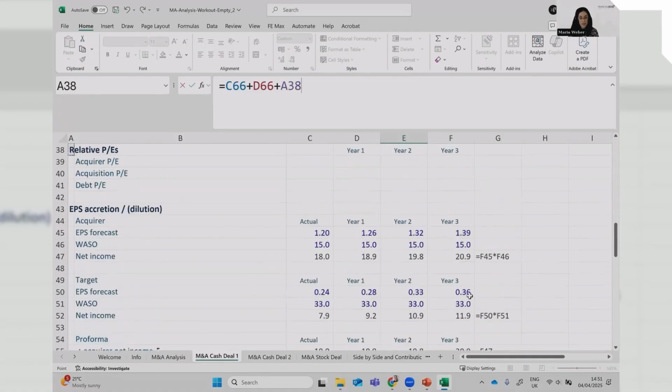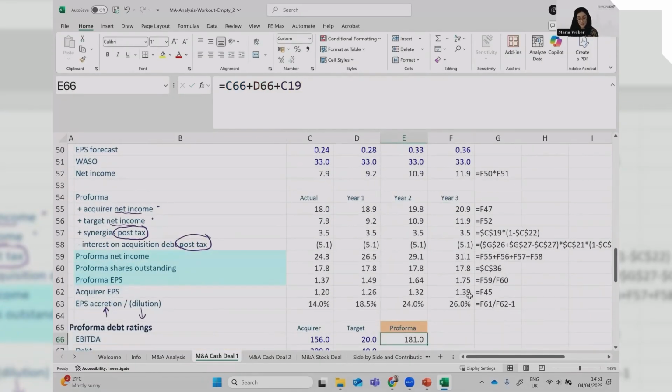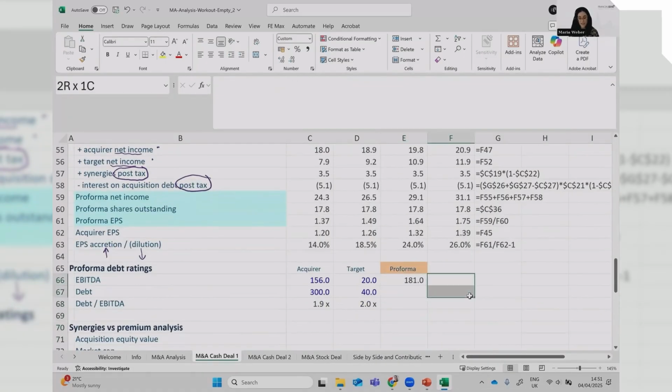So to go find our synergies, we go up to assumptions, and that's 5. We don't take this after tax because remember, EBITDA is before interest and taxes. So that's 181 pro forma. And we don't build in the interest either, right? Because it's before interest. So that's the pro forma.